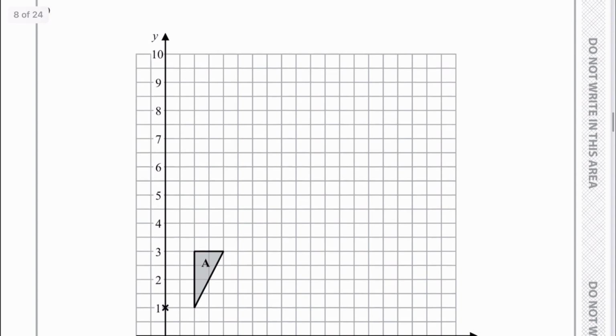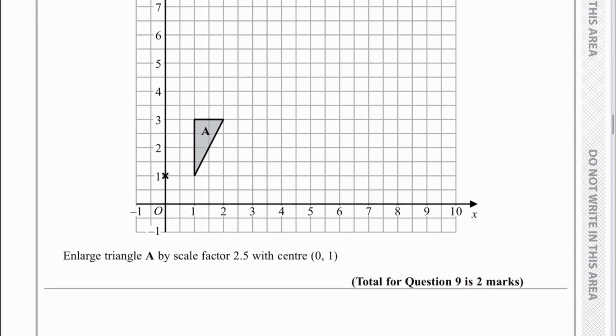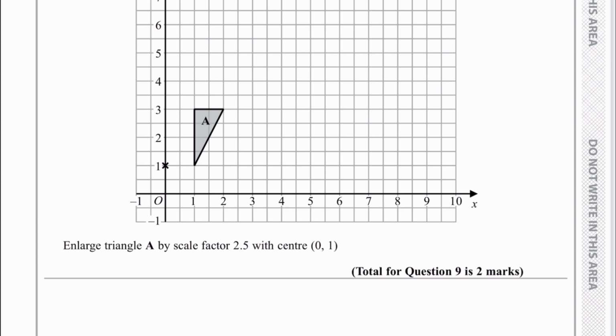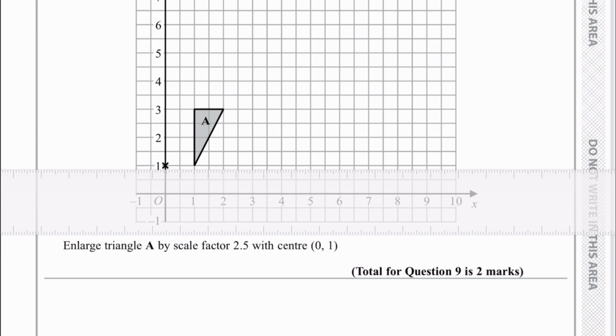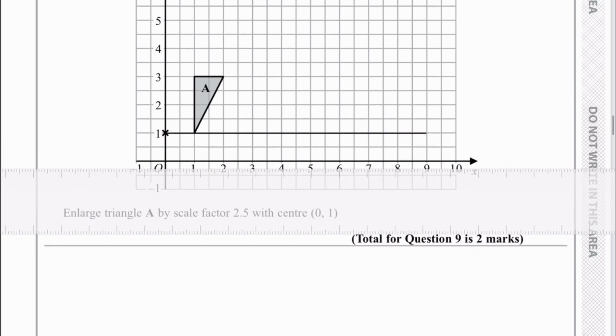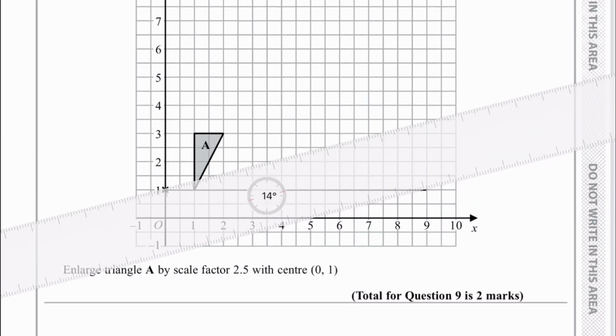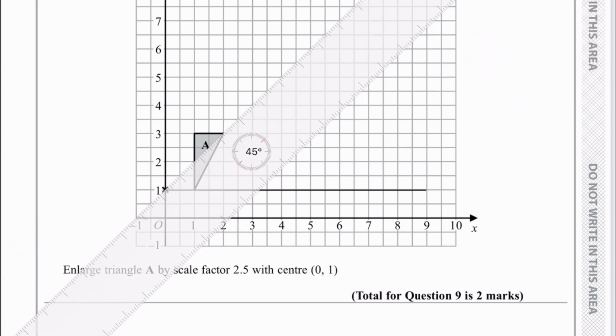Okay, let's have a look at number 9. Number 9's one of those where we need to enlarge the triangle by a scale factor of 2.5 with a center 0. So this is one of those type of questions where hopefully it'll be okay on the video. I'm just going to mark in first some lines of enlargement because it just helps my calculation a little bit more. So this is going to go along like that, and then I'm going to take the ruler, spin it a little bit, and go through this corner here.